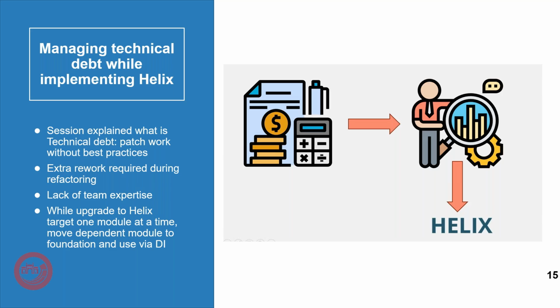Suppose you give a complex task to your junior developer without discussing it; then also technical debt can come into your application. Lack of team expertise, and you are not aware of the package solution. Helix is based on the package solution. If you're not aware of how to implement reusability and how to package your code base, right, then these types of things can come into the picture. To avoid that, you need to first understand what the package solution is. If you go through the Sitecore Helix documentation, they have explained each and everything in detail, like how to use dependency injection and all those things.